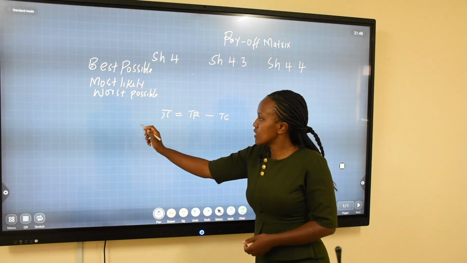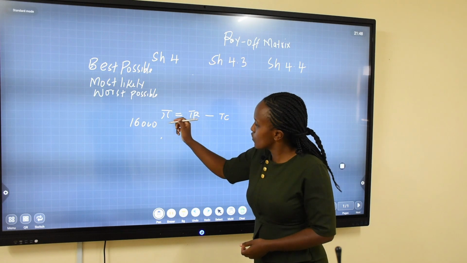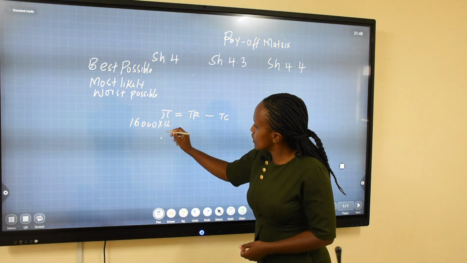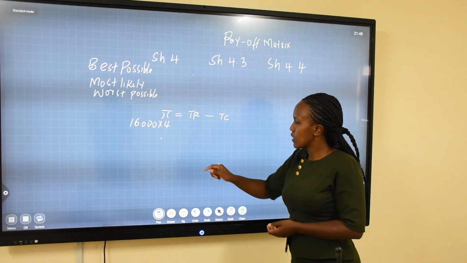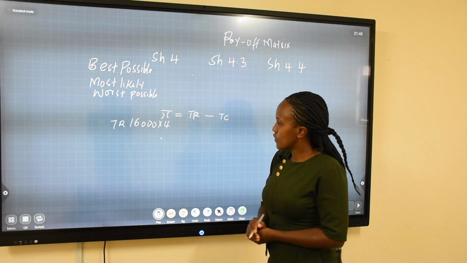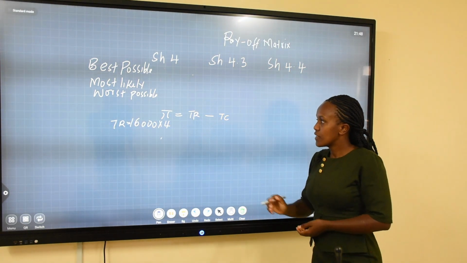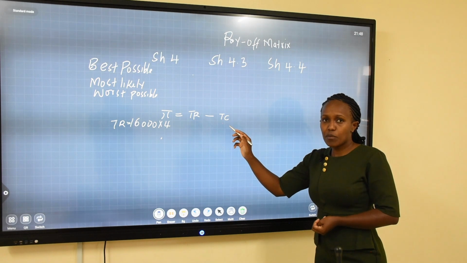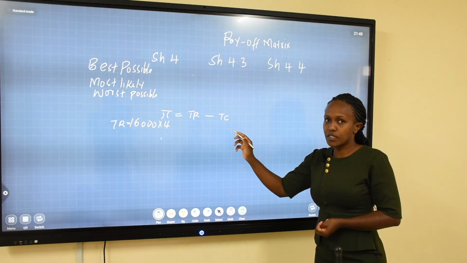So what are we going to say? 16,000 units is what we can sell at a price of shillings 4. And then we get the total revenue. So that is 16,000 times 4. That shall be the total revenue. Then total cost is the sum of fixed cost and variable cost.